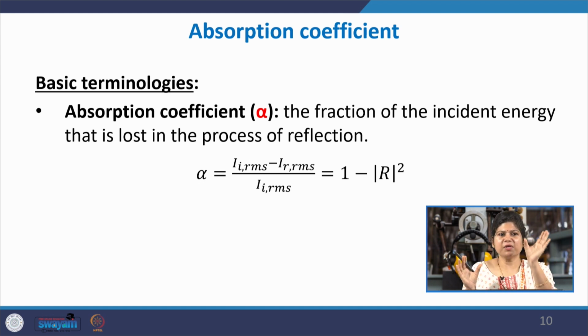Suppose you have medium 1, medium 2, and a layer of material in between. So, essentially it is a 3 medium interaction. In that 3 medium interaction, what happens? At each boundary you have incidence, reflection, transmission, and in that layer of material in between, some energy gets lost. That becomes the energy that is being absorbed.